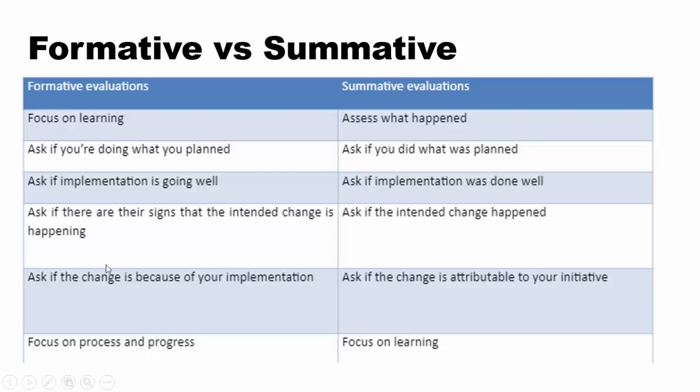The formative evaluation focuses on learning as you are doing what you planned. But if you look at the summative, it assesses what happened and asks if what you did was planned. If you read thoroughly between these two, you'll find out that the formative is looking at the present tense and the summative is looking at the past tense. What this means essentially is that, as you can see here, the focus on formative evaluation is on processes, and the focus on summative evaluation is on the actual learning.